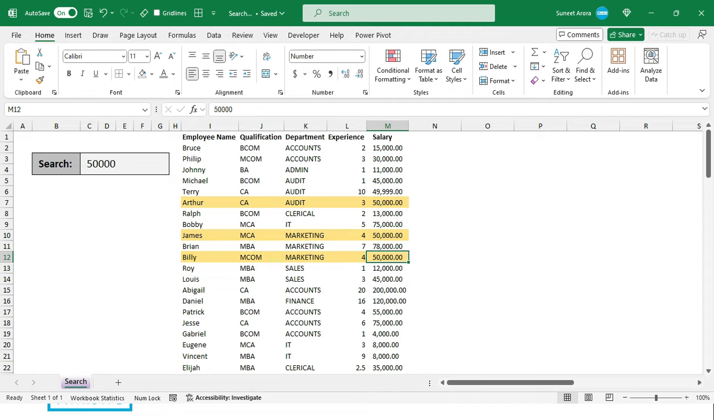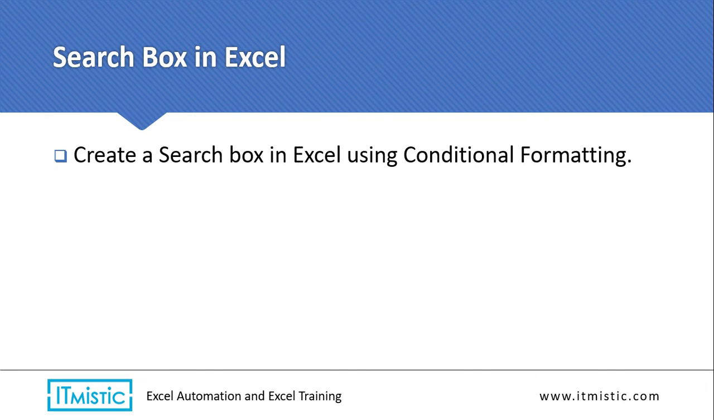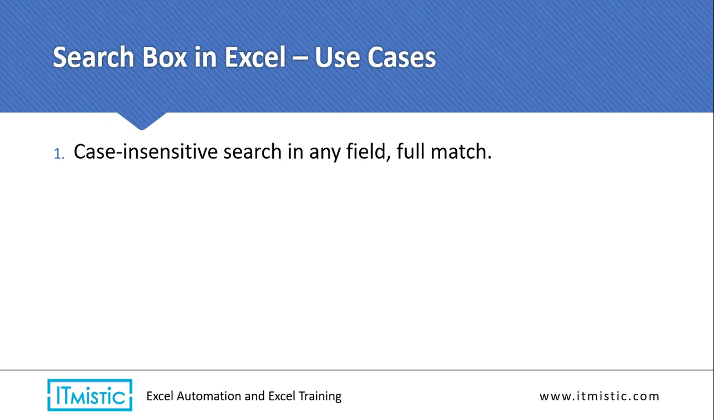So this is how it works, and we will take up a few cases here. The first one is case insensitive search in any field using full match. It means that it will search the text without considering the case, whether it is uppercase or lowercase. It will search the text in any case and using full match, meaning that we have to type the exact word or the complete word that we want to search.